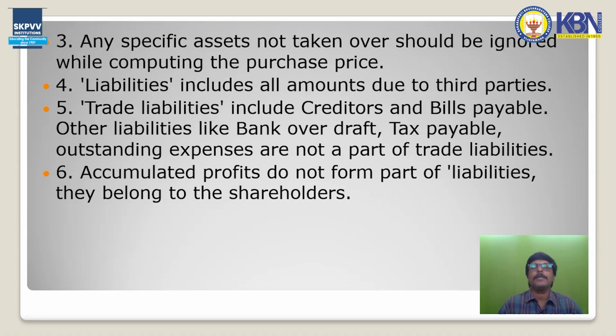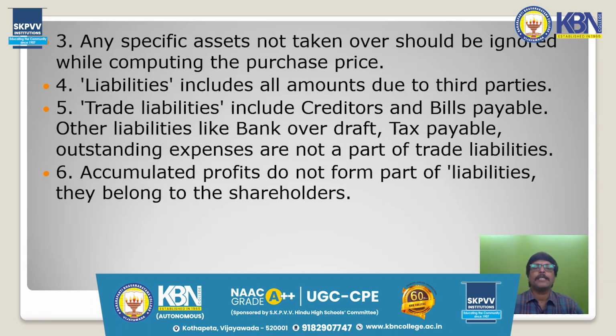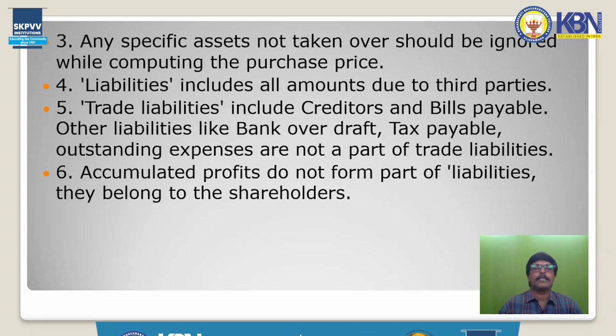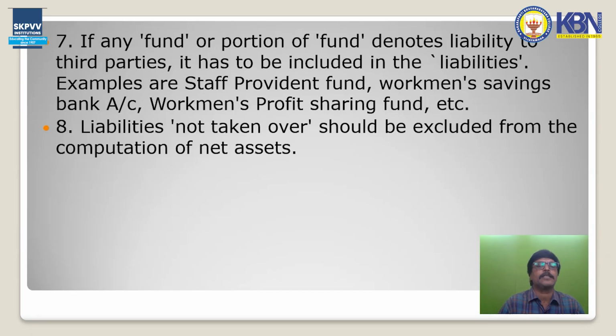If any accumulated profit is there, it does not form part of the liabilities. They belong to the shareholders. Accumulated losses which appear on the assets side are not to be taken into account. In the same way, the accumulated profits which appear on the liabilities side should not be taken into account while calculating the liabilities taken over. That means the accumulated profits as well as accumulated losses belong to the shareholders themselves.